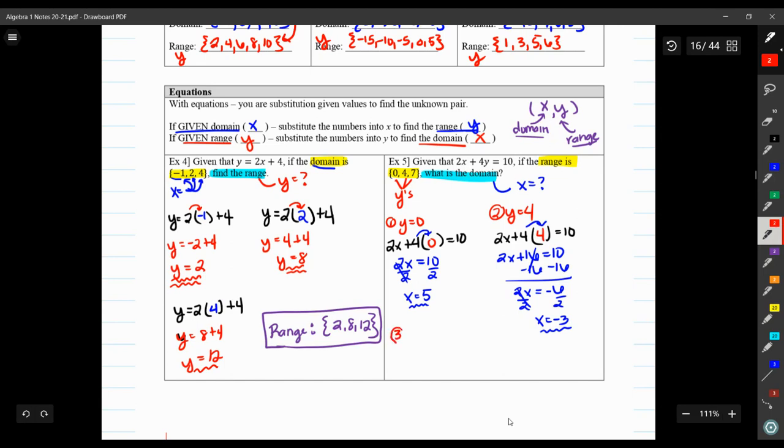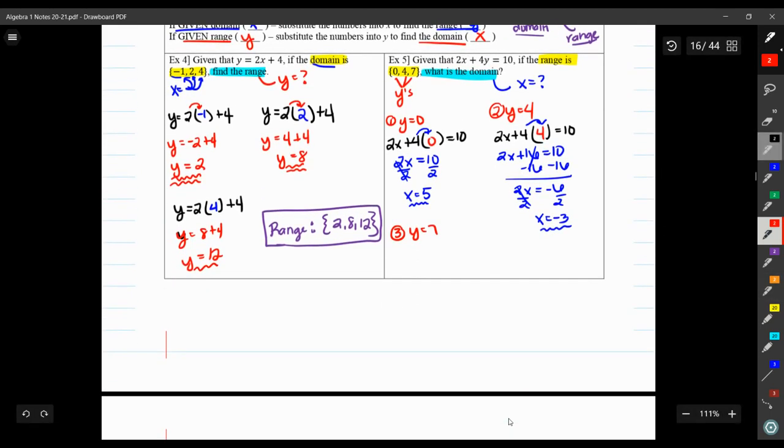And now we have to do it one more time for the third one. Y equals 7. So we'll plug in the y. So we have 2x plus 4 times the y value of 7 equals 10. And we're going to solve this guy for x. So 2x plus 4 times 7 makes 28 equals 10. Subtract 28 from both sides. 2x equals negative 18. Divide by 2. X is equal to negative 9.